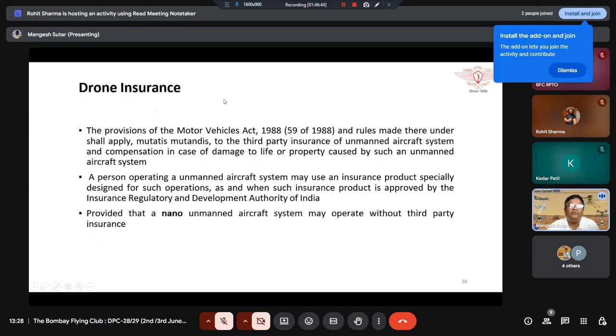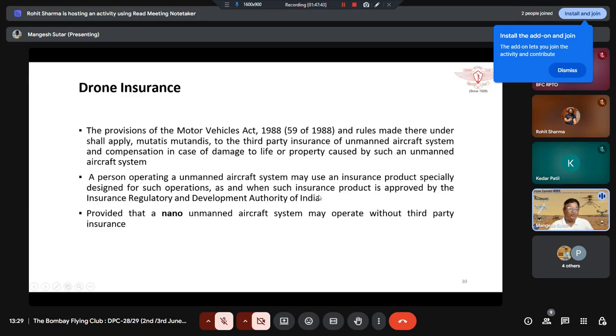Now, as I said, for every drone which you purchase and fly, you have to make sure that you take drone insurance. Depending upon your activity, whether it is for 1 day, 2 days, 3 days, 5 days, 10 days, 15 days, 1 month, 3 months, 6 months, 1 year, whatever it is, you can take drone insurance as per your requirement. It is governed under the same Motor Vehicle Act of 1988, since a drone is also considered a mobility device. Under the same rules, you will get insurance from the insurance companies, and you can apply for compensation in case of damage to life or property caused by such an unmanned aircraft system. Your insurance is regulated by the Insurance Regulatory and Development Authority of India, that is IRDA.